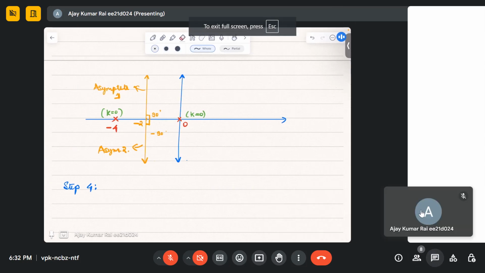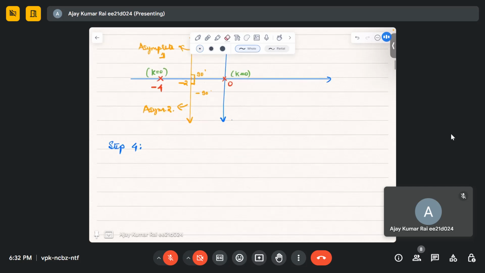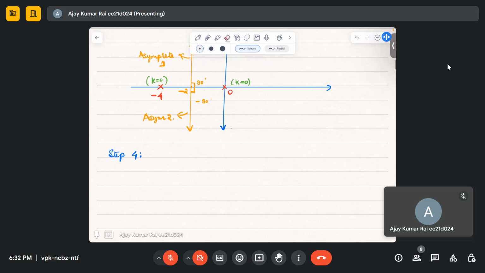So what will you get, breaking point or breakaway point? The next step is to find the breakaway point. Yes, breakaway point at -2, sir. Okay. And the asymptotes are the root locus branches in the complex plane. So he's correct. So we'll get the breakaway point, breaking away from the real axis to the complex plane.